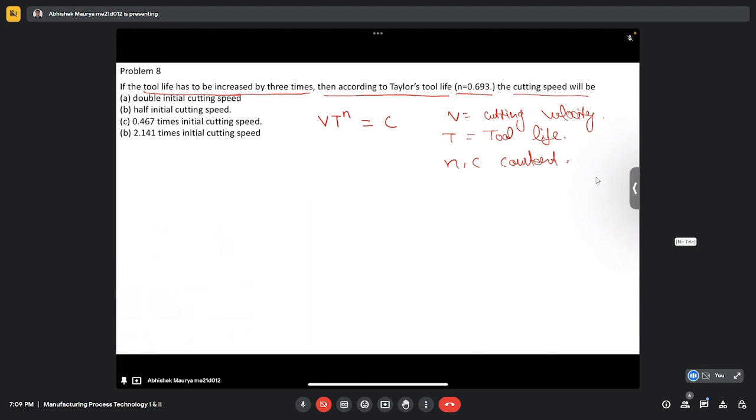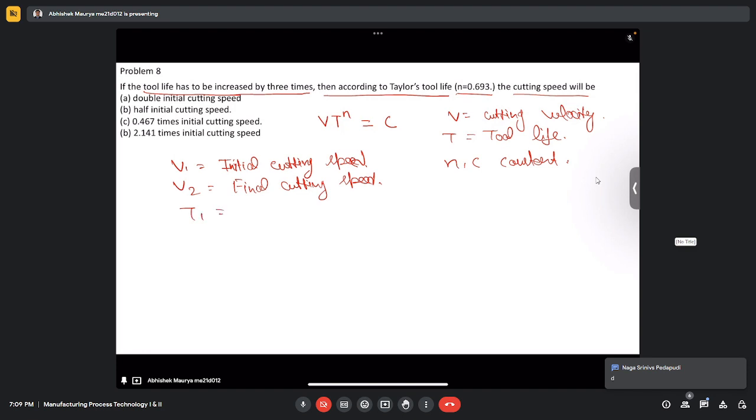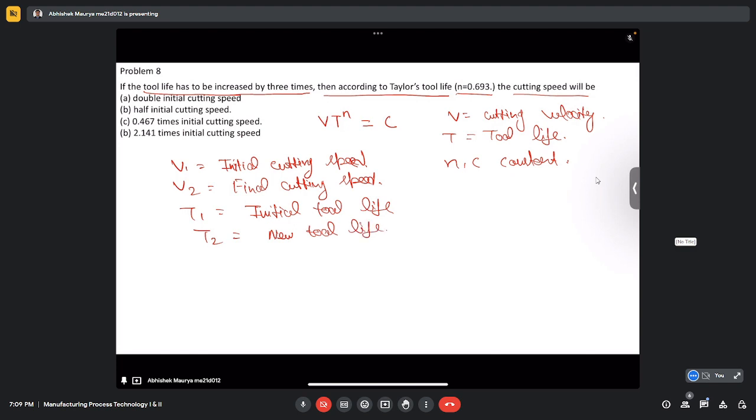So let's assume that V1 is the initial cutting speed, V2 is the final cutting speed, T1 is the initial tool life, T2 is the new tool life. So here it is given that tool life has to be increased 3 times. So new tool life will be 3 times the initial tool life. Okay. And what else is given? n is given as 0.693.